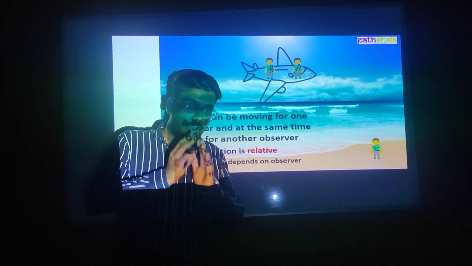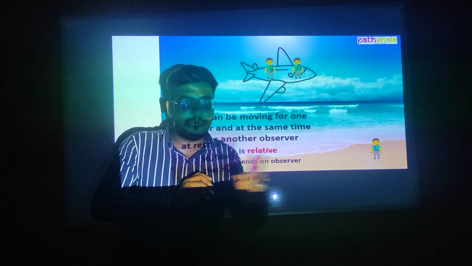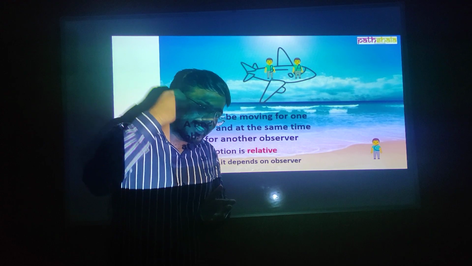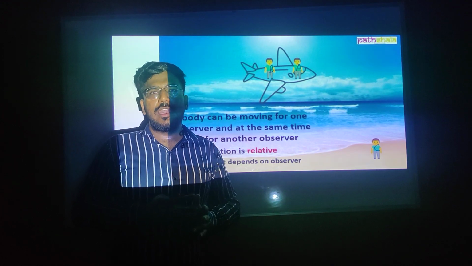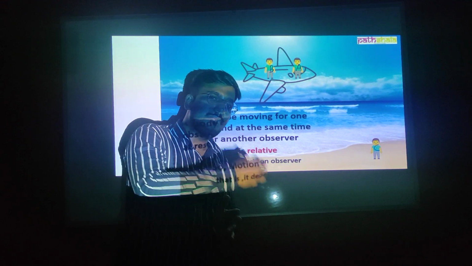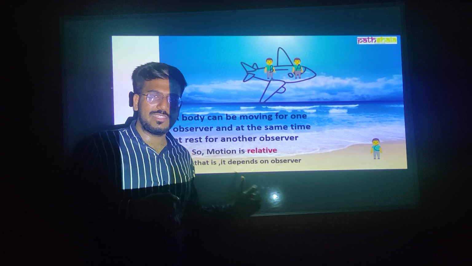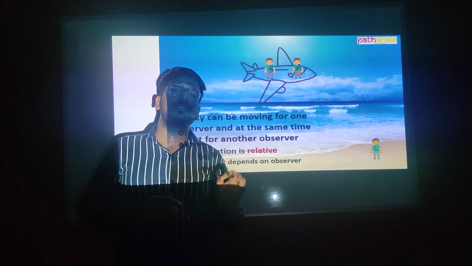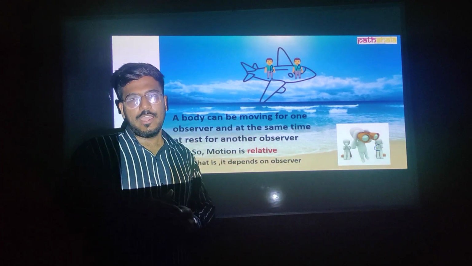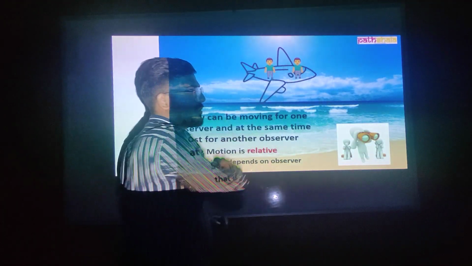In this case, for person C, A was in motion because A was inside the plane. The plane was moving, so A was also moving. But for B, since B is sitting just behind A and both of them are at rest, A appears to be at rest for observer B. This explains the idea of motion as a relative concept, meaning it depends on the observer. So this was the concept of motion as a relative concept.